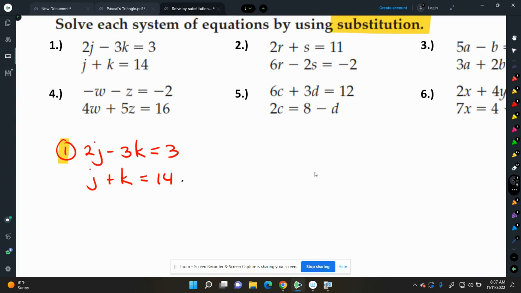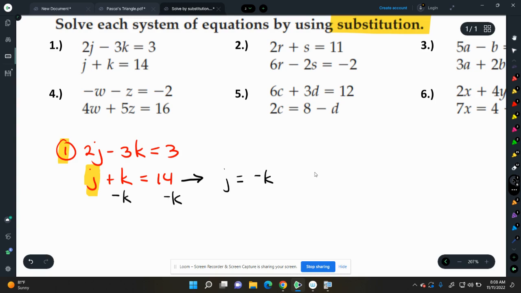So when we look at this system of equations, I have to decide which variable is easier to isolate. I'm not going to work with the first equation because I'd have to do more work to isolate one of the variables. So I'm going to work with the other equation, and the J or the K would be fine. I'm going to get the J by itself, so I need to get rid of the K. We're going to subtract K from both sides. So we get J equals negative K plus 14. Is everybody okay with that?